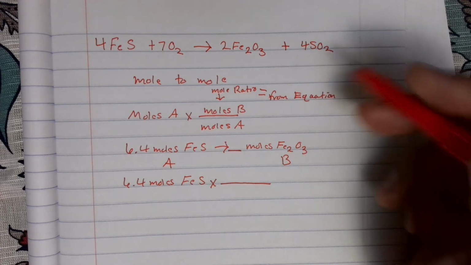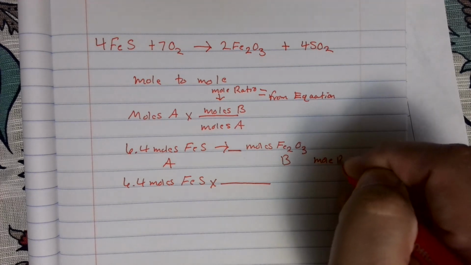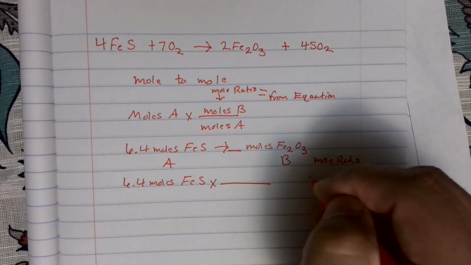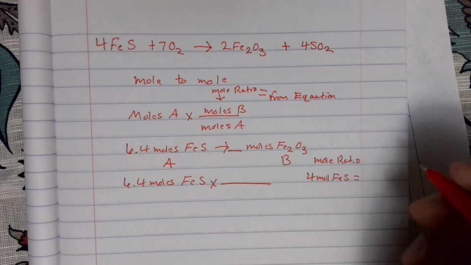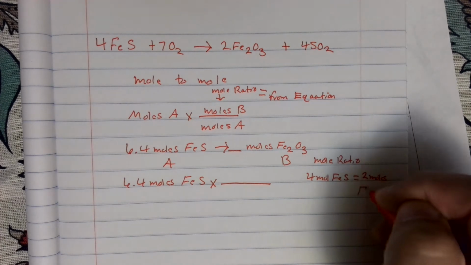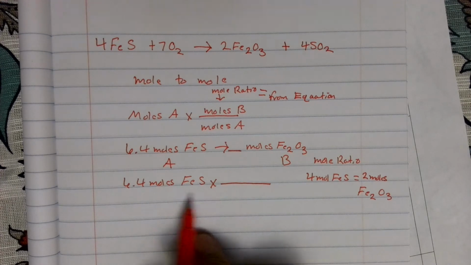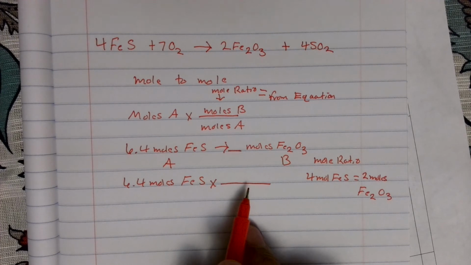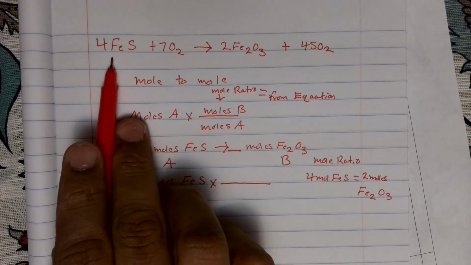So this ratio from A to B that we're using is going to be 4 moles of FeS is equal to 2 moles of Fe2O3. When you get a problem like this, these simple kind, you don't need to go to the periodic table and find the molar masses. All you need to do is use the ratio given from the equation. So I got these numbers from up here.